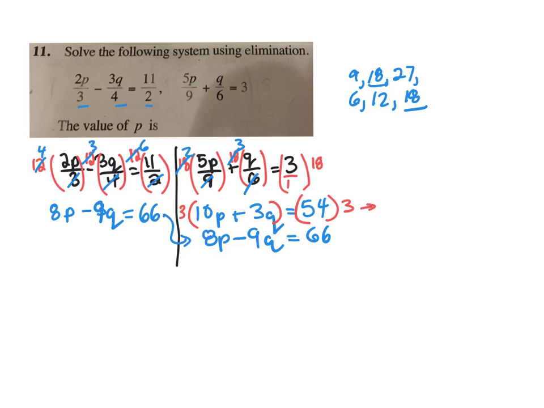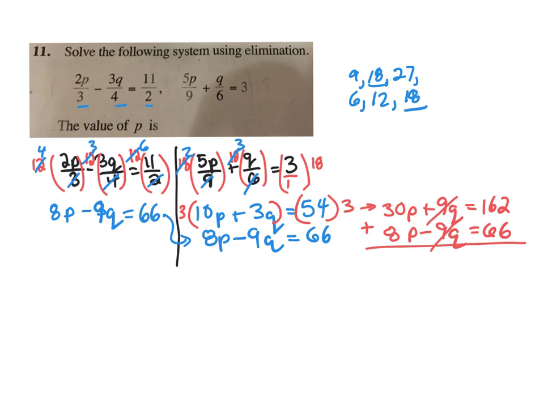So I'm just going to simplify that over here. If we multiply the first equation by 3, we'll have 30p plus 9q equals 162. And then the second equation, still the same. Now our coefficients in front of q are the same but opposite, so we're adding, and that will eliminate the q term. So we add those two equations, we'll get 38p equals 228.